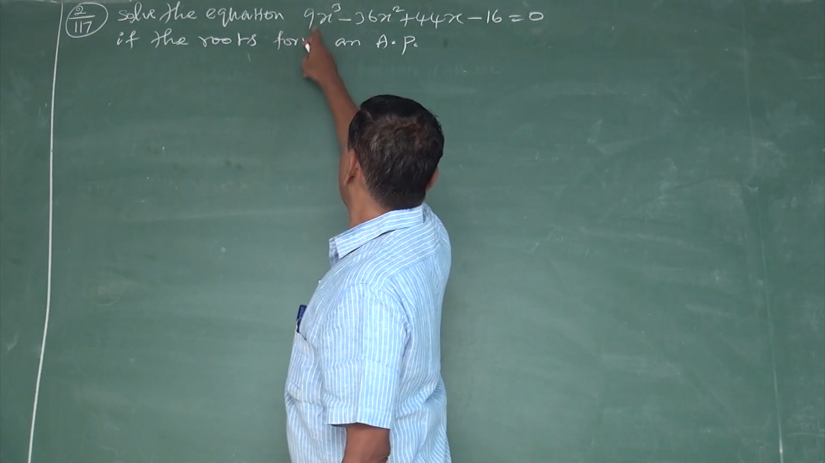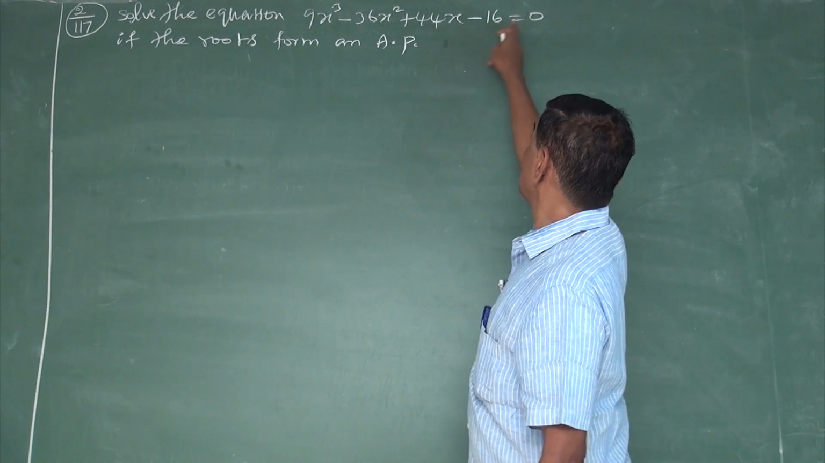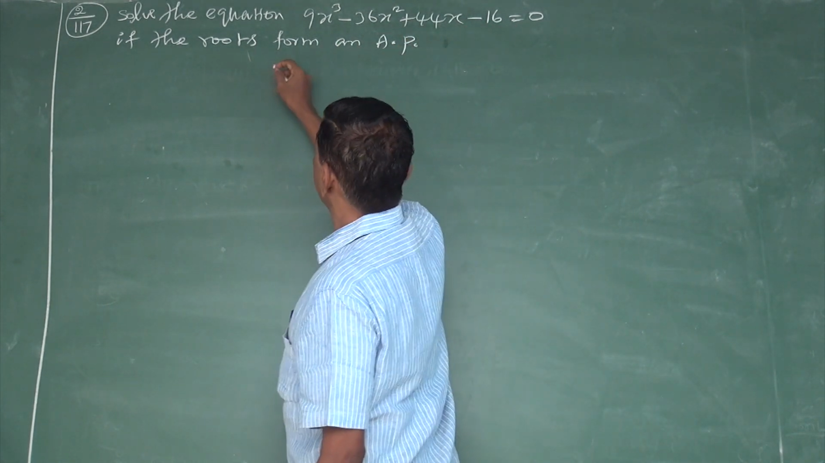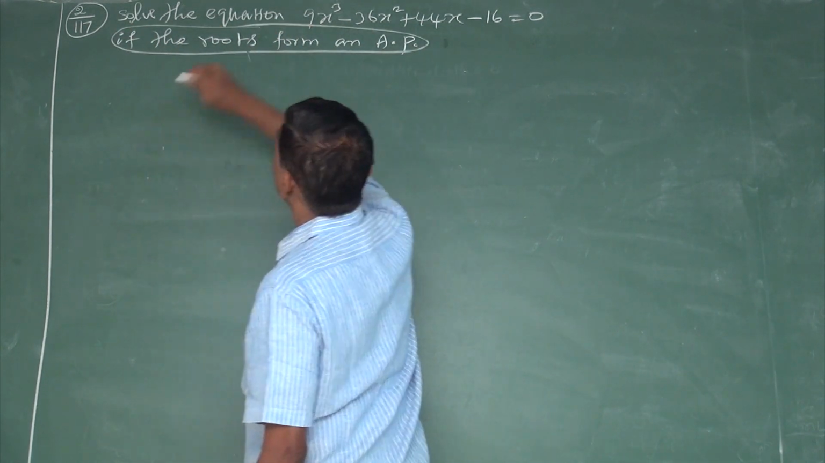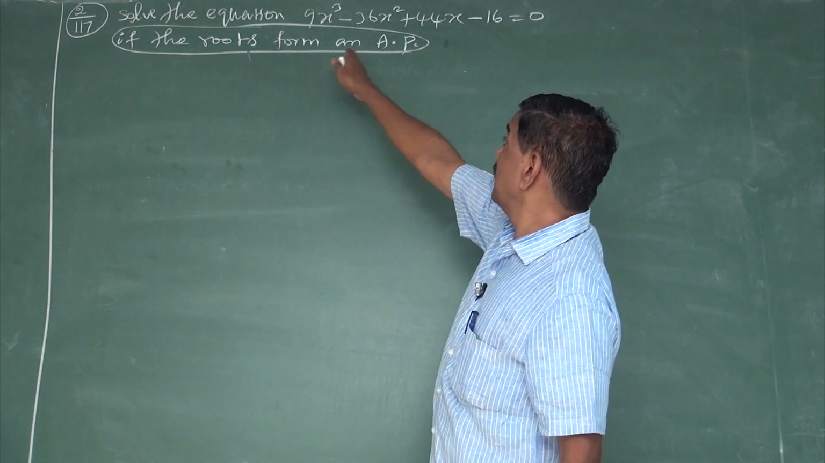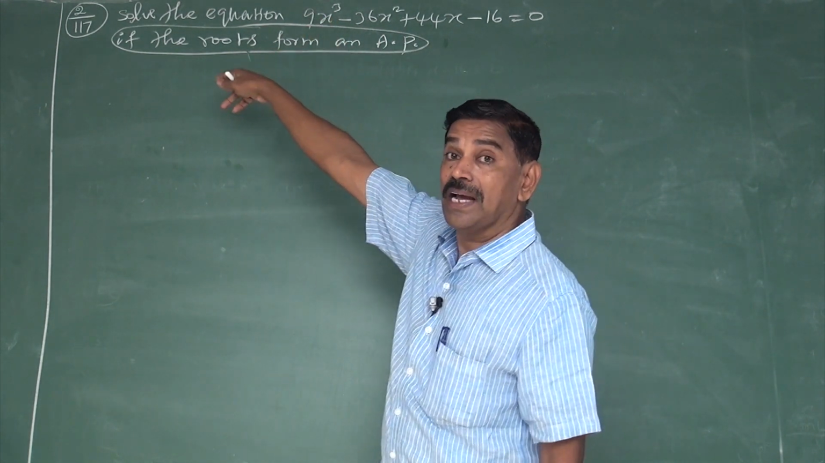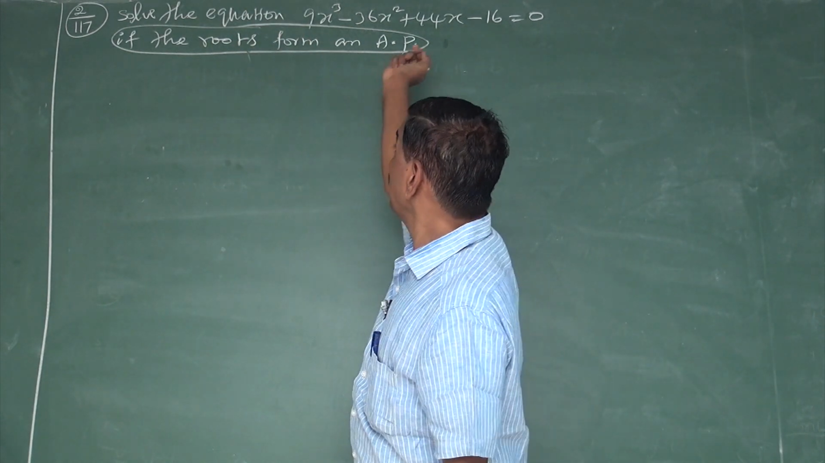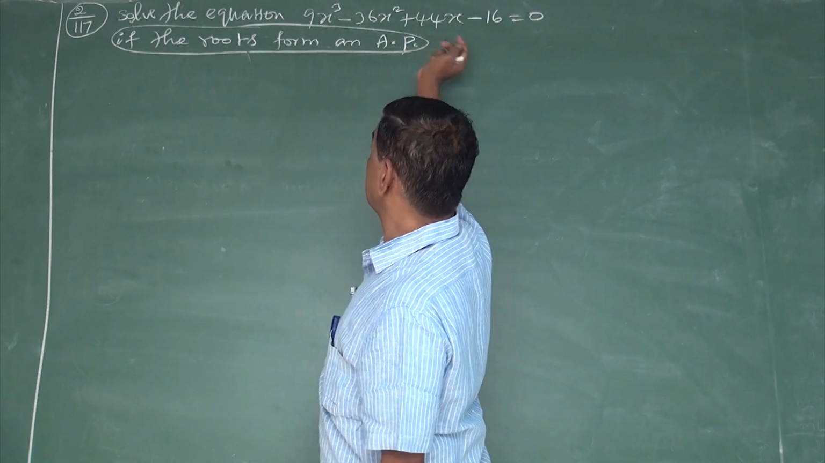Solve the equation 9x³ − 36x² + 44x − 16 = 0, if the roots form an AP. It is a condition. If the roots form an AP. Here a cubic equation is given, and today our topic is conditional cubic equations, how to solve the conditional cubic equations. Here the condition is if the roots form an AP, that's all.